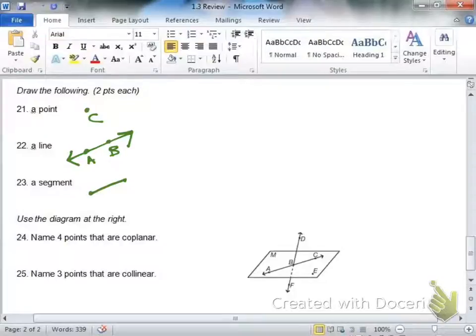The one that's missing that we talk about a lot is a what? Ray. So you might see ray tomorrow as well. If you want to add a ray, that's fine. Let's call it like ray P, Q. So it would start at P and it would go through Q.